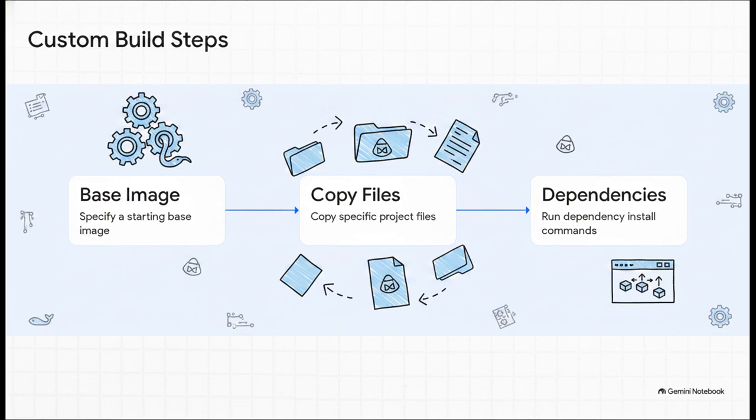Building this out requires a pretty precise execution order. Step 1, you have to establish a starting base image. You typically pick something like an official Python image, just so you don't have to rebuild an entire operating system from scratch. Step 2, you copy your specific project files directly into that image. And step 3, you run whatever commands you need to install your dependencies, like a standard pip install.